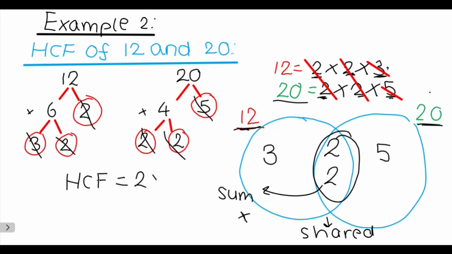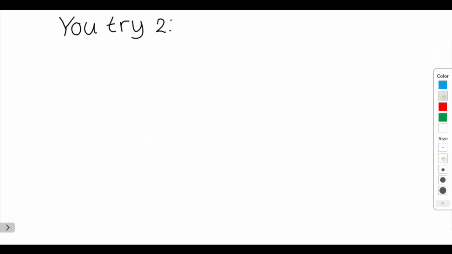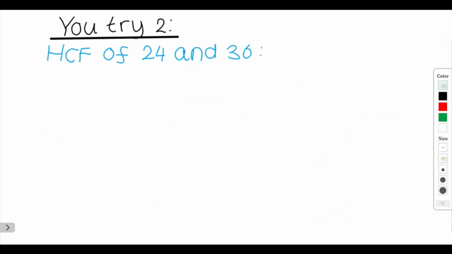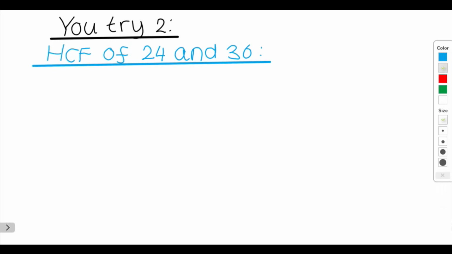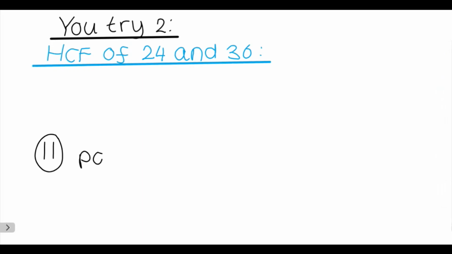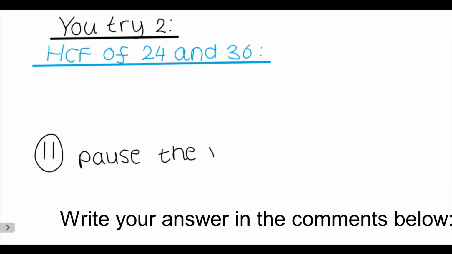So we're going to do 2 times 2, or you can solve this and that gives you an answer of 4. So this example is 4. So let's do you try number 2. We are going to do the HCF, which is the highest common factor of 24 and 36. So I want you to now pause the video and then you guys can solve it. And remember, once you've got your answer, to pop it into the comment section down below.